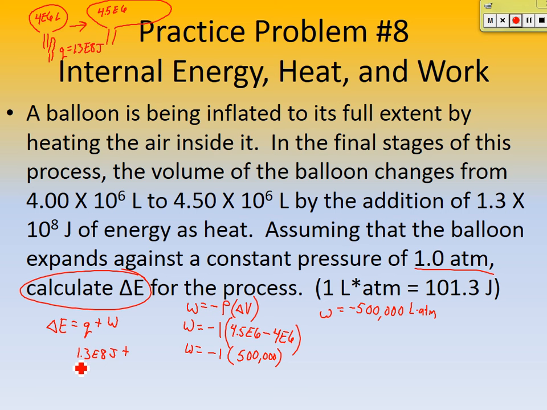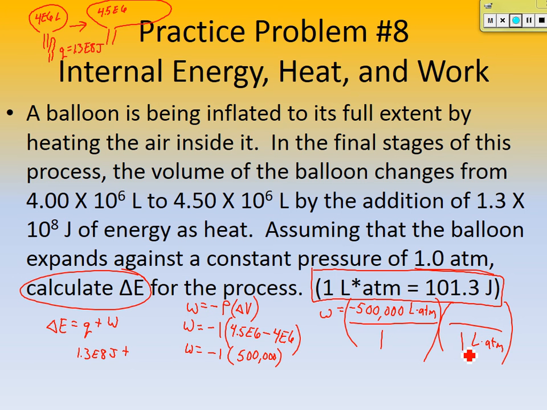Let's go to joules, okay? How do I convert that to joules? Well, here's my conversion factor. So let's put this over 1 and convert it. If liter atmosphere is on top, guys, where does it got to go? On the bottom. So let's put liter atmospheres down here. And what's my conversion factor? 1 liter atmosphere is equal to what? 101.3 joules. Yep. So let's times that negative 500,000 times 101.3.